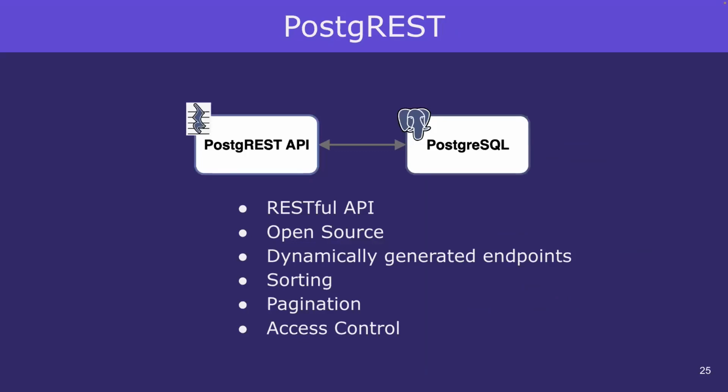To fulfill these requirements, we chose to use Postgres, an open source web server that automatically generates a RESTful API from a PostgreSQL database schema. By inspecting the database, it creates HTTP endpoints that allow applications to interact with database resources using standard HTTP methods and RESTful conventions. Postgres also handles tasks like request routing, filtering, sorting, pagination, and access control.